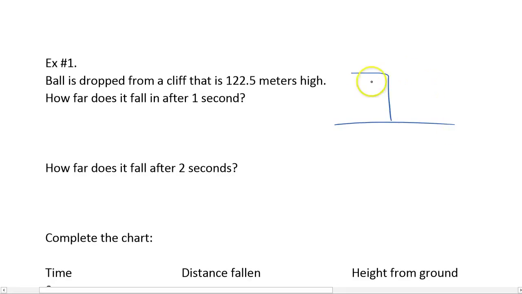He's at the top, and this is 122.5. And so here we are, dropping the ball. That's at t equals 0. So at t equals 1, here it is over here somewhere. T equals 1 second. And we're wondering, how far has it fallen so far? All right, well, I think if we've got a constant acceleration, right?